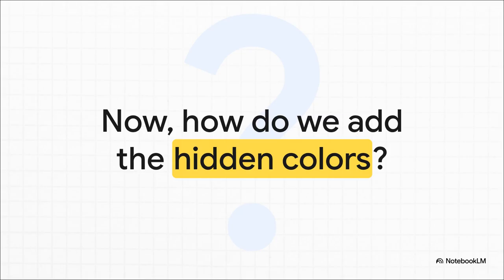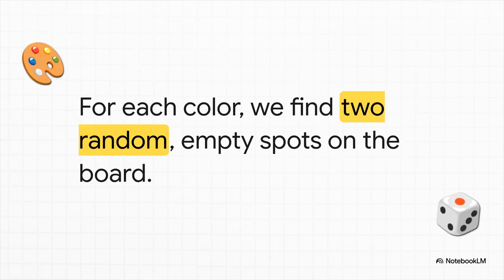Okay, so we've got a grid of gray cards. Awesome. But this is concentration, right? We need pairs of colors hidden underneath all of them. So the next puzzle is, how do we place those colors randomly onto our board? The logic here is actually pretty straightforward. We'll make a list of colors we want to use, red, blue, green, whatever. Then, for each of those colors, we tell the program to do the exact same thing twice. Find a random empty spot on the board and stick that color there.